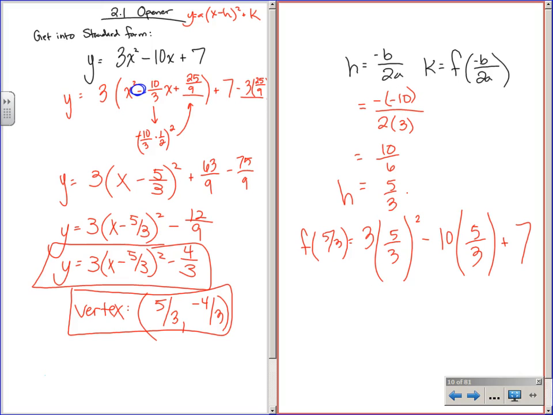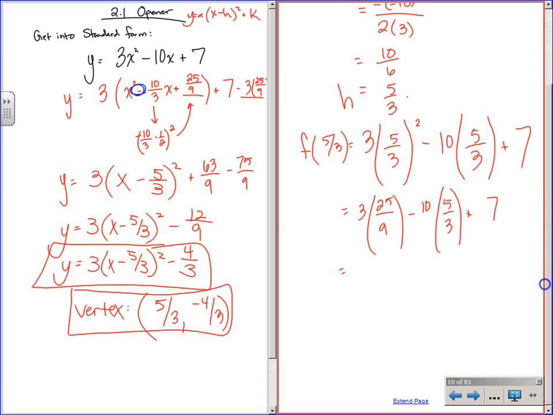Does that make sense? So at the end of the day, if I was to not be scared of my fractions and tackle it head on, why am I going to make this? I'll just do 7 for right now. I'd have 75/9. Pause. Can anybody figure out why I'm about to do 150/9? How'd I get that if 10 times 5 is 50?